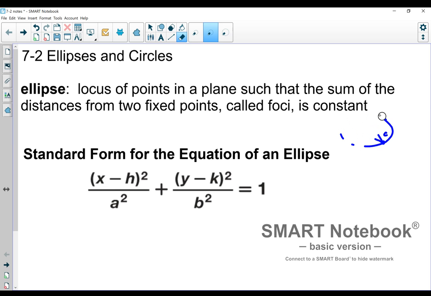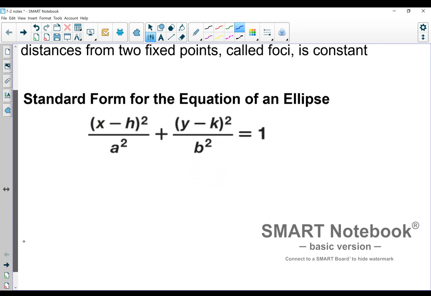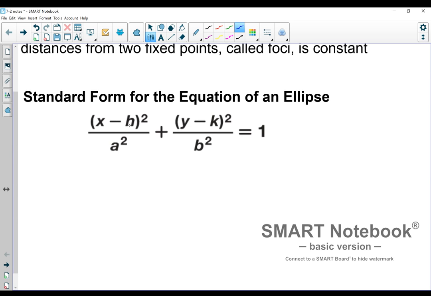So I always think it's good to quickly look at that definition, even if we don't worry about it a whole lot when we're actually graphing. So this is our standard form for the equation of an ellipse. You'll notice I have an x minus h and a y minus k. So we're still always starting with that (h, k), but this time it's not going to be our vertex. This time it's going to be our center. So our center is (h, k).